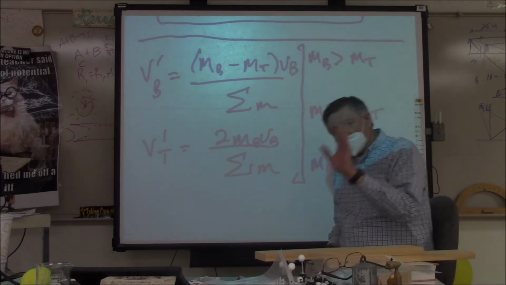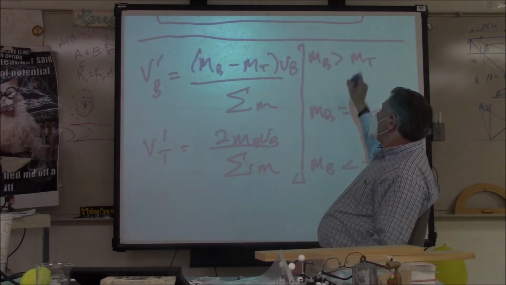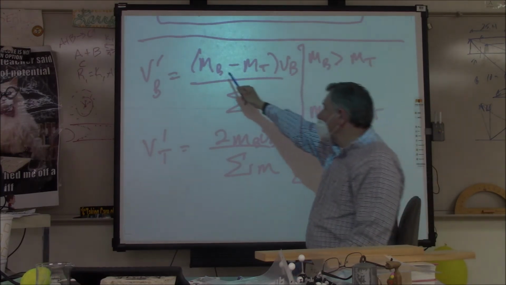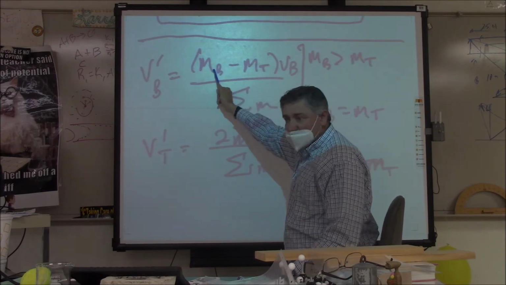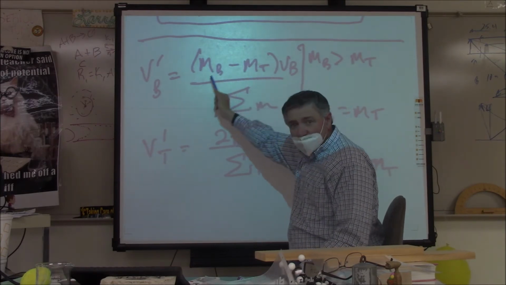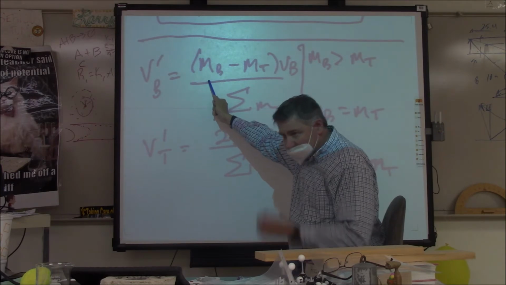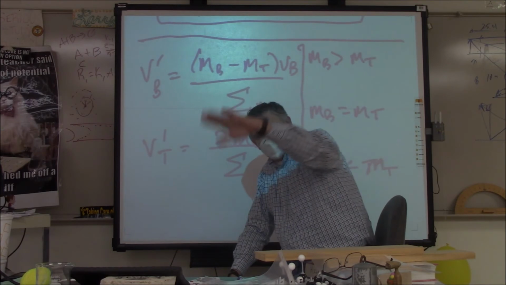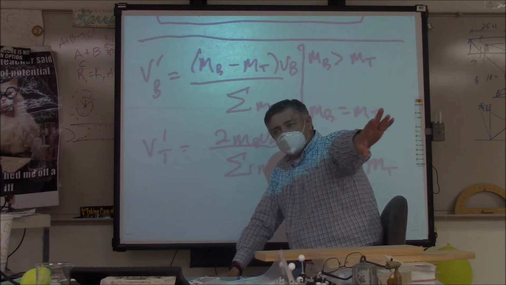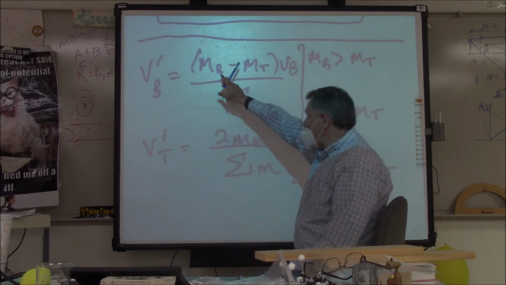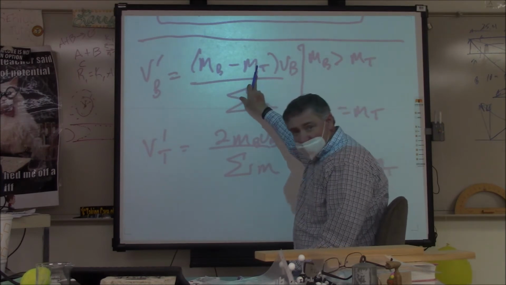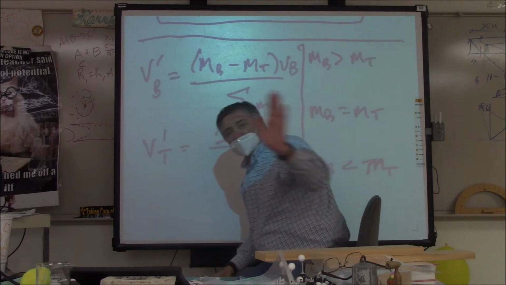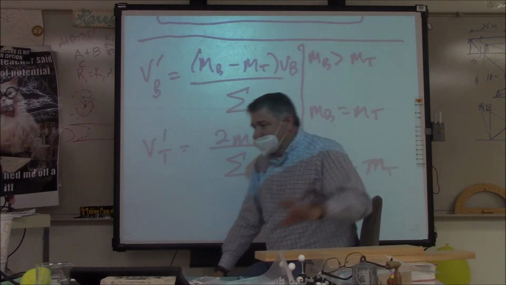So here's the deal. If the mass of the bullet is bigger than the mass of the target, when I subtract this, is this going to give me a positive or negative value? Positive, right? So if this happens, and typically we're going to define the velocity of the bullet as being a positive value just to make it simple. So if the mass of the bullet is bigger than the mass of the target, then what's going to happen is that the bullet is going to keep going in the same direction. And I'll show you this in just a second.